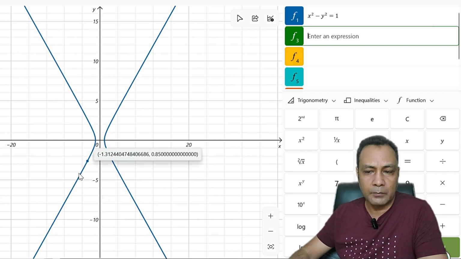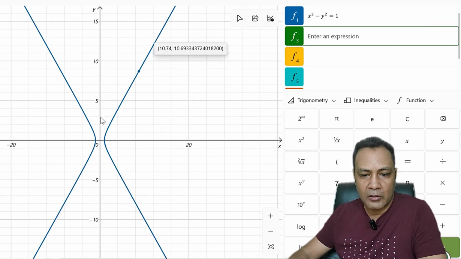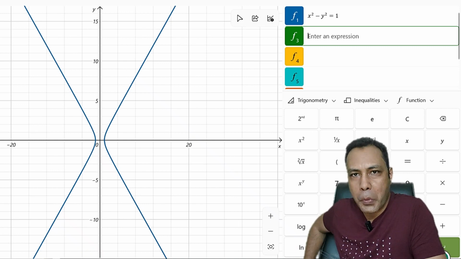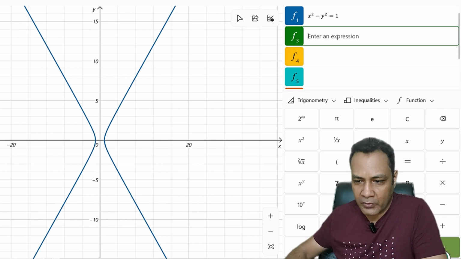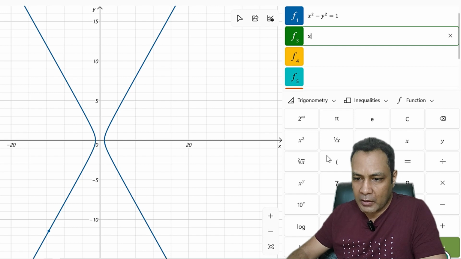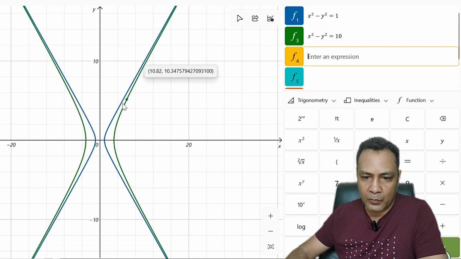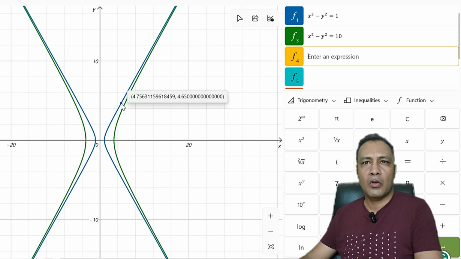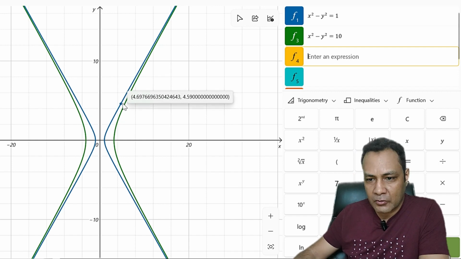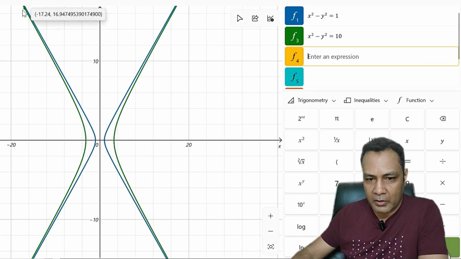So this is a hyperbola, and basically y is equal to plus minus x are the two asymptotes. If I take another value, x square minus y square is equal to say now 10, so this is this hyperbola. As I increase the positive potential, the hyperbola will shift like this, and here it will shift like that.